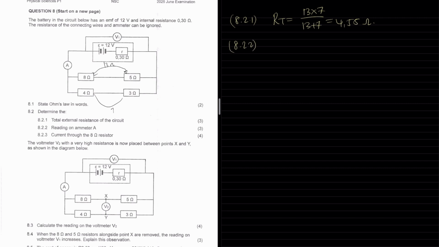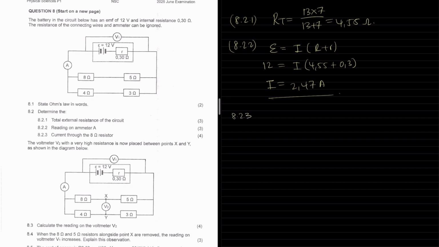8.2.2, let's clear this up. Calculate the reading on ammeter A. So ammeter A is reading the total current of the circuit. So EMF is equal to I into big R plus small r. We'll substitute. 12 is equal to I into 4.55 plus internal resistance 0.3. The total current is then going to equal 2.47 amps.